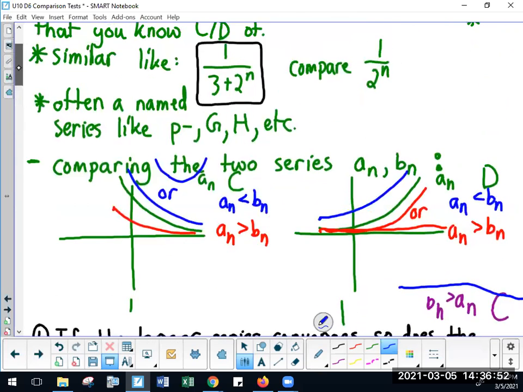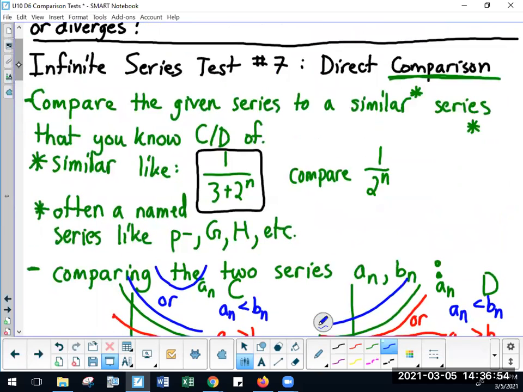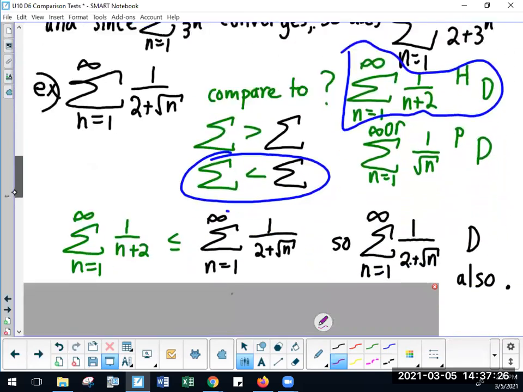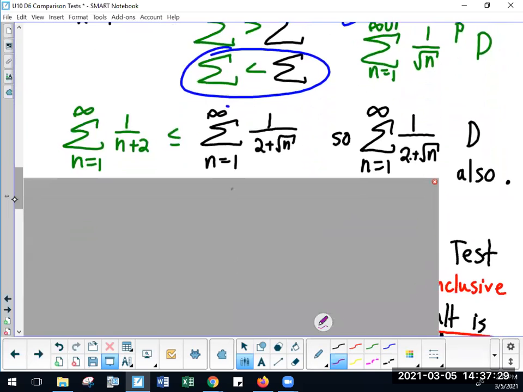So in terms of the universalness of this particular test, I would say that it is not universal, although it's more useful than the other named ones. And that's because we've got to be able to come up with a comparison. So if you can't come up with a comparison, something that you know converges or diverges, you're not really going to be able to get far with the direct comparison test.